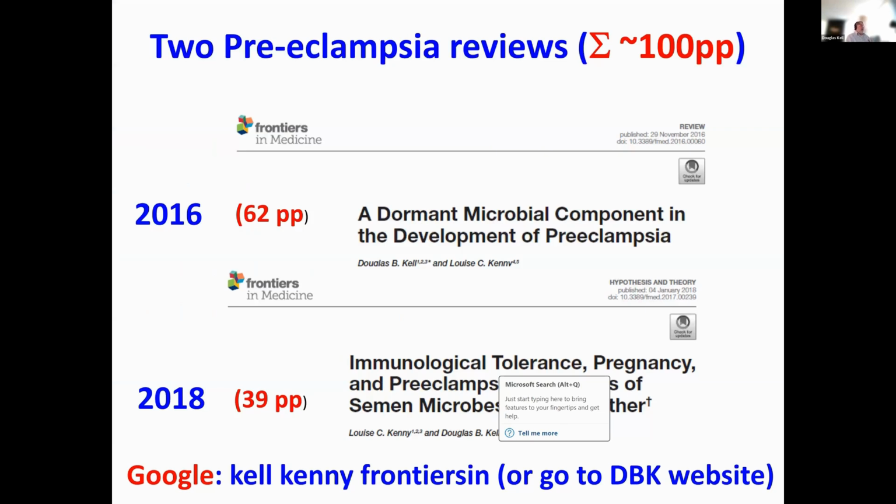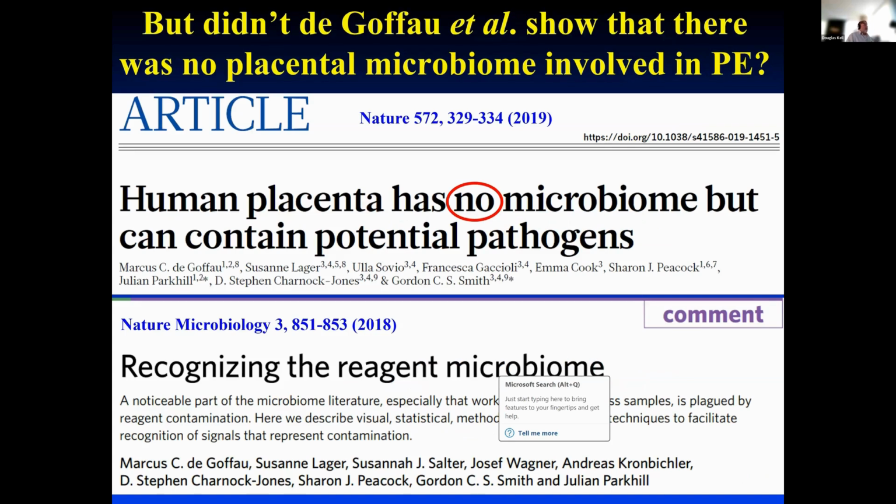And we developed those ideas in much more detail in a couple of reviews, Louise and I did, over 100 pages. I'm not going to be able to take you through all the evidence that led us to the view that there was a good case to be made that dormant microbes were responsible for the origins of preeclampsia. But I have to go through this because a paper in Nature appeared that said the exact opposite, which of course everyone will have read. And if they believe the headline title, I'm barking up the wrong tree. Clearly, I don't think I am.